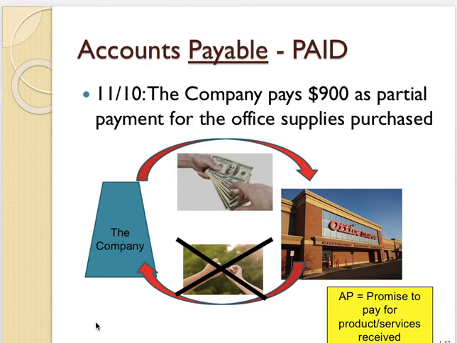So what we have here, we've got the company, and now they are giving the cash to Office Depot. They're making that payment. And in exchange, Office Depot is going to cancel out our liability, our debt. They're going to say, okay, you don't owe us anymore because you paid us. So here's what that looks like in the accounting equation.